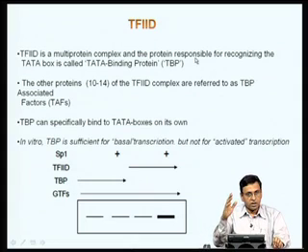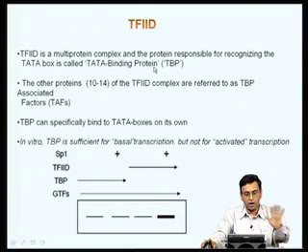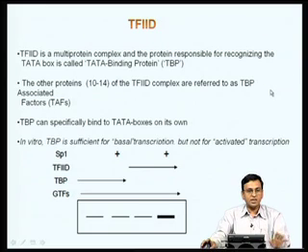Now, just to recapitulate about TFIID, TFIID is a multi-protein complex, and the protein responsible for recognizing the TATA box in the TFIID complex is the TATA binding protein or the TBP, which we are all aware of. There are many other proteins, about 10 to 14 different proteins of the TFIID complex, and these are referred to as the TBP associated factors or TAFs. Remember this word TAFs, TBP associated factors. We are going to discuss a lot more about these TAFs in this class. Now, TBP can specifically bind to the TATA box on its own.